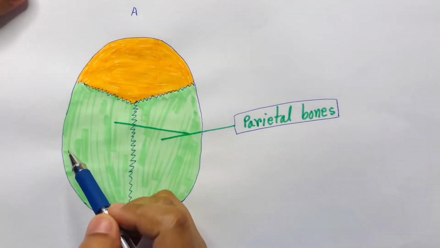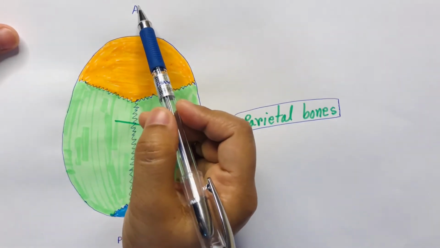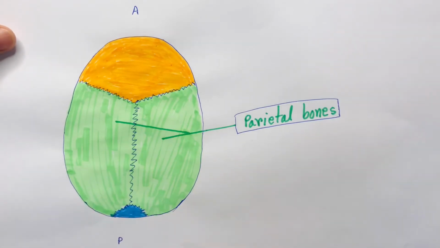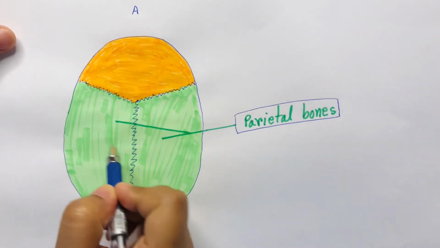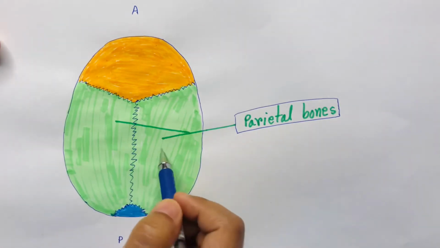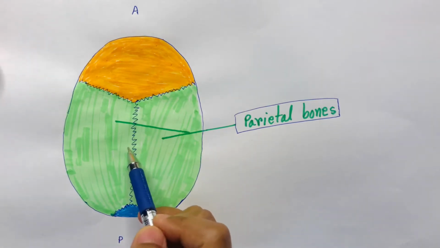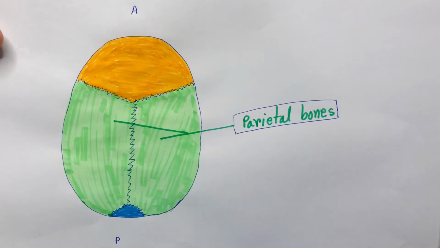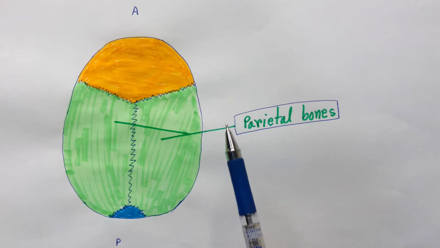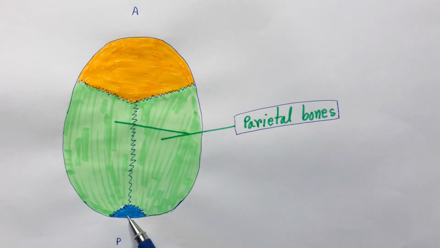So now we will see the parietal bones. This is the top view of the skull, and this is the anterior side, and this is posterior. Now we know we have two parietal bones. So these two green color bones are parietal bones, and these two bones are connected to each other with this joint, and this joint is called the sagittal suture. And from the top we can also see some part of our frontal bone and occipital bone.